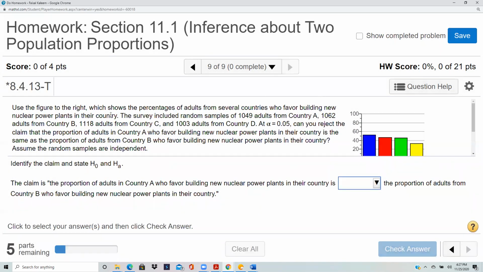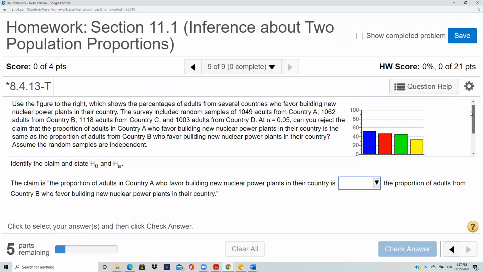Use the figure on the right, which shows the percentages of adults from several countries who favor building new nuclear plants in their country. So we are given information about countries A, B, C, and D, but if you look at the question, they say, can you reject the claim that the proportion of adults in country A who favor building new nuclear plants in their country is the same as the proportion of adults from country B? So they just ask about A and B. The other information is just redundant.